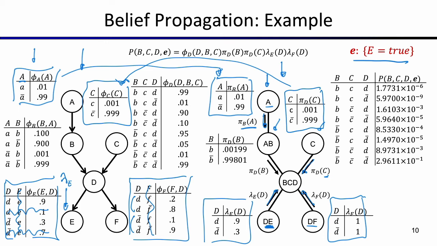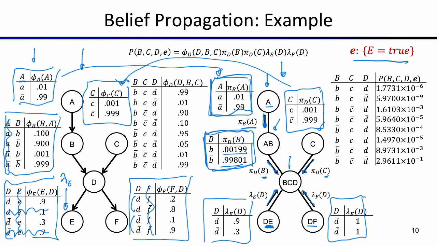We don't have to wait for anything, but this message here will need to wait for this message pi B of A. So to compute this message, we have to take this message here and multiply by this factor here. So we do the multiplication and eliminate the variable A here because the separator is B. So after we multiply and eliminate A, we have as a result this message over B only with these values here. And they're going to be sent to this node.